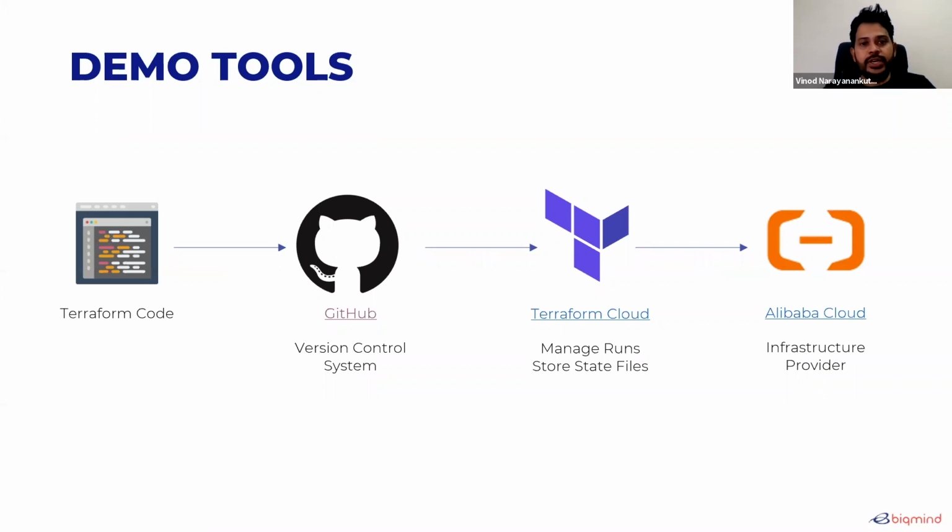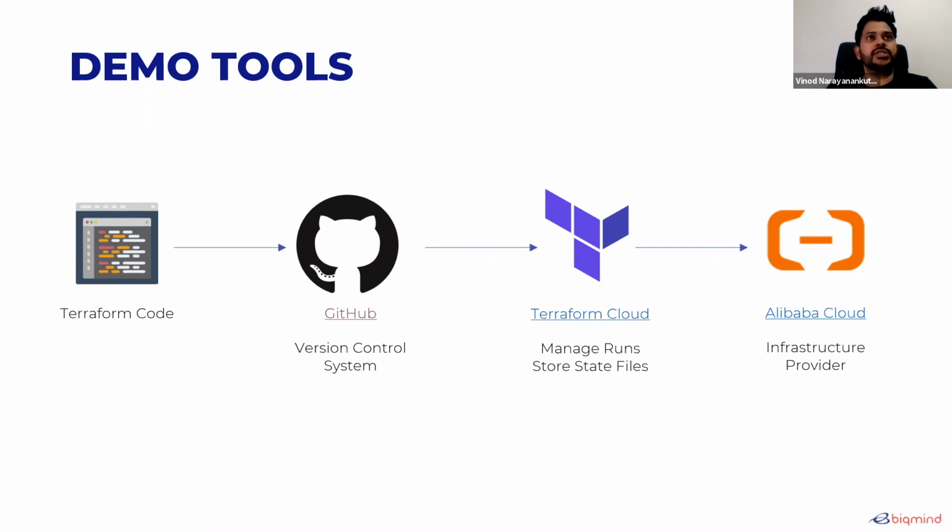For this demo, I'll be using GitHub to store my code. So every time there is a change in the code, Terraform Cloud will be able to detect it and plan the execution. You will then be presented with the logs to review. And once you review and approve, the resources will be created. So that's the workflow we are looking at.